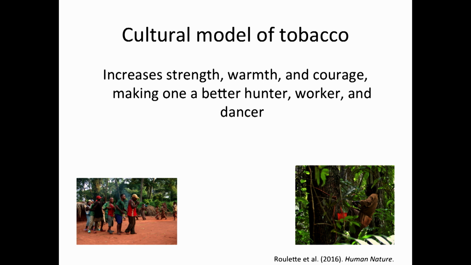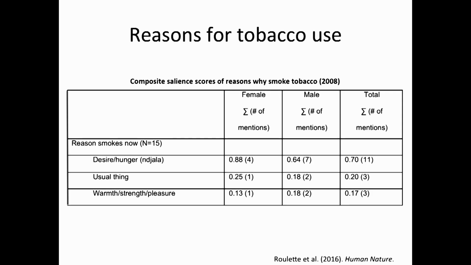A lot of these drugs or neurotoxins, tobacco, cannabis, matunga, are used by the Aka to help out with subsistence activities, typically male subsistence activities. What they'll tell you is that smoking these helps increase strength, warmth, and courage, makes them a better hunter, better worker, and a better dancer. So we're like, okay, is that why people smoke in this population? It's not really. At least that's not what they say.